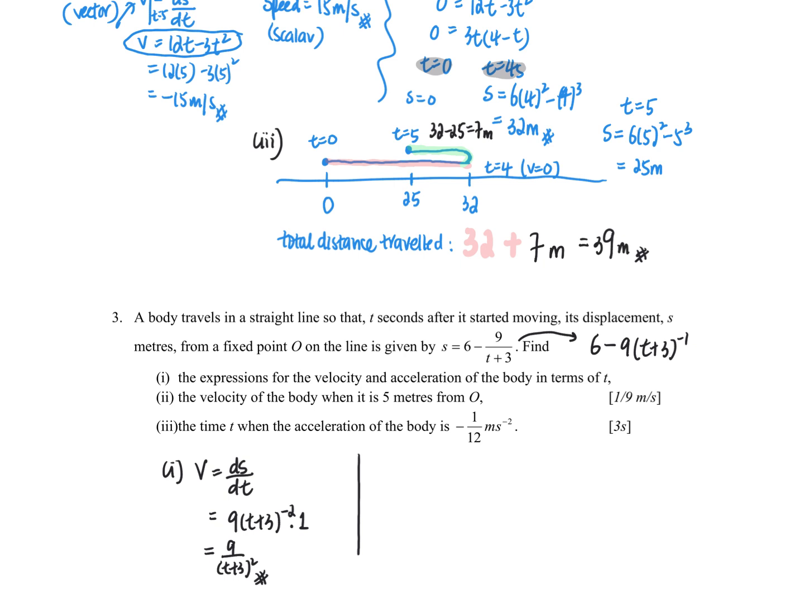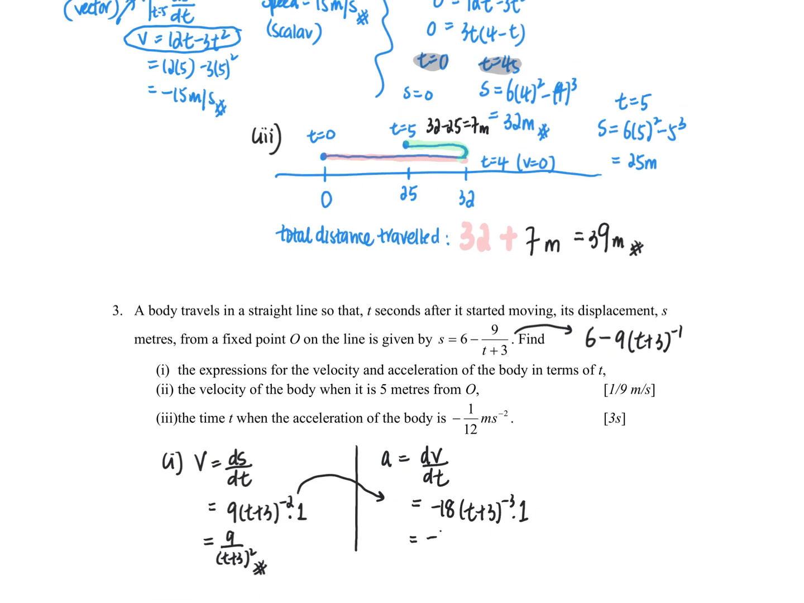Okay, we repeat one more time to find a. So it's dv/dt. So if you differentiate this one more time, bring down the minus 2, becomes minus 18, subtract the power by 1, and then multiply by the differentiation. So the expression for a is this. Why do you differentiate? Because you must always multiply by the differentiation of this, right? Which happens to be 1, but if you don't want to write, it's also fine. Okay, so that's your 2 expressions.